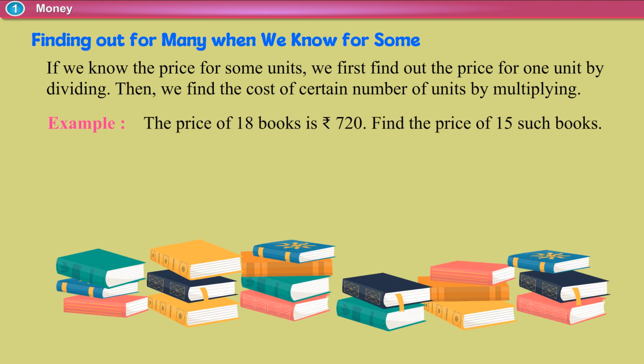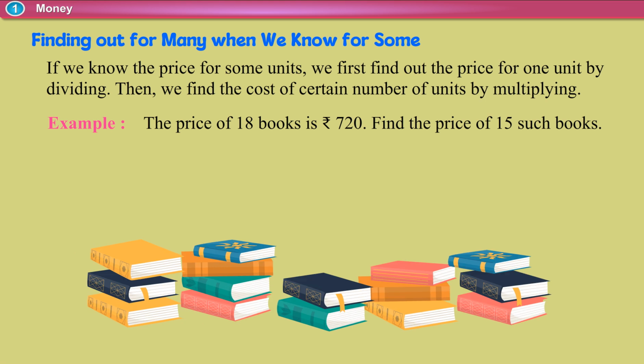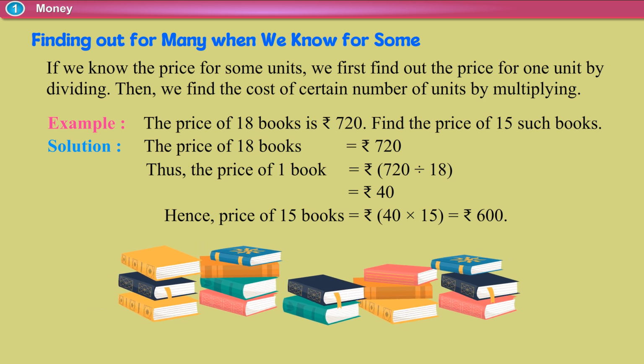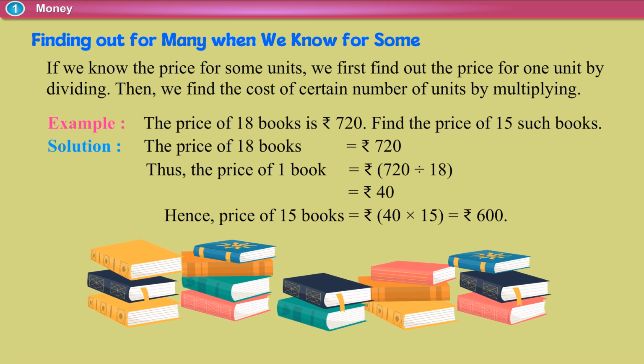Example: the price of 18 books is rupees 720. Find the price of 15 such books. Solution: the price of 18 books is equal to rupees 720. Thus, the price of 1 book is equal to rupee 720 divided by 18, which is equal to rupee 40. Hence, the price of 15 books is equal to rupee 40 multiply 15, which is equal to rupee 600.